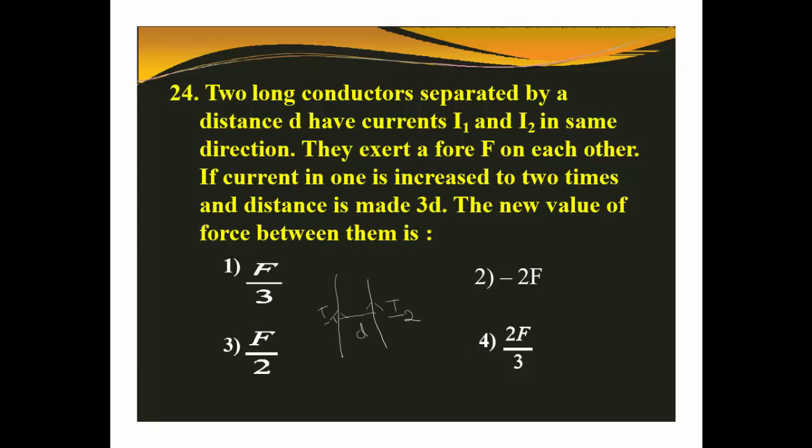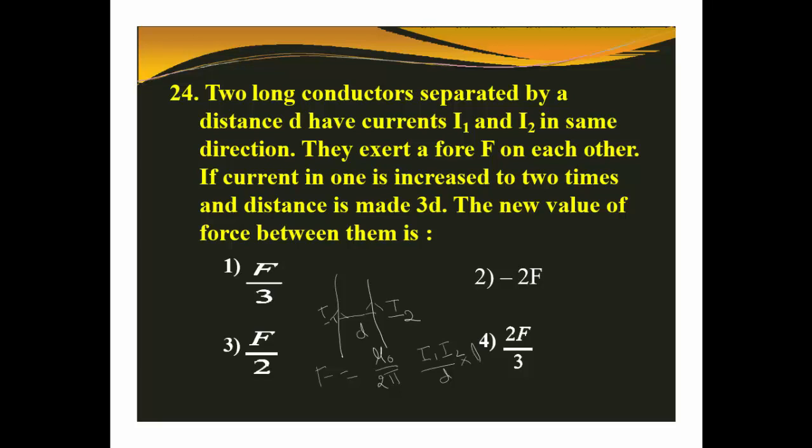If the current in one is increased 2 times and the distance is made 3D, what is the new value of force between them? What is the formula for force between the two conductors? Force between any two conductors is mu naught by 2 pi, I1 I2 divided by D. This is force per unit length. You can multiply by L also.